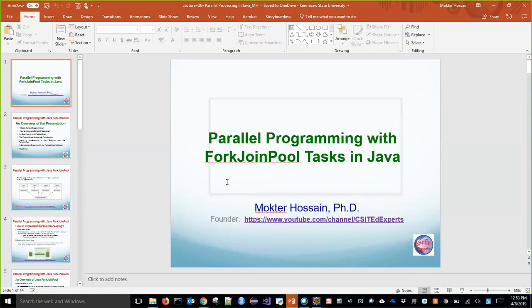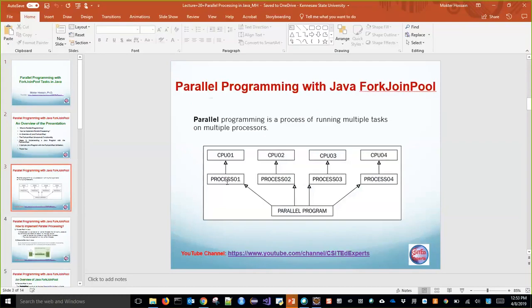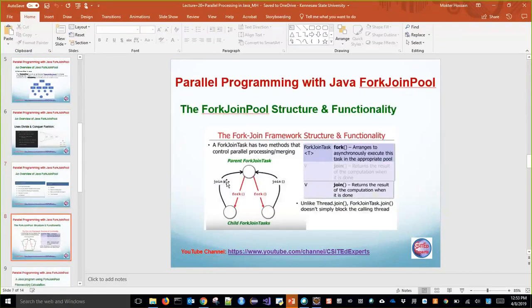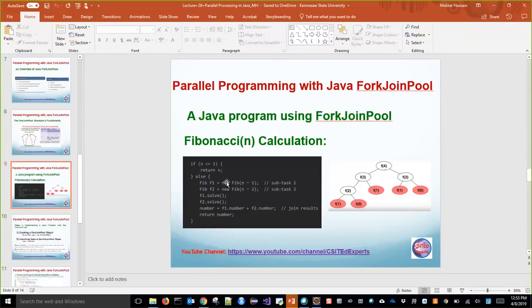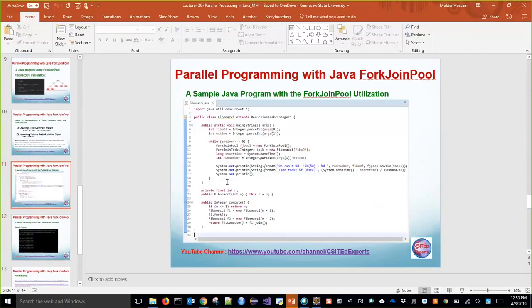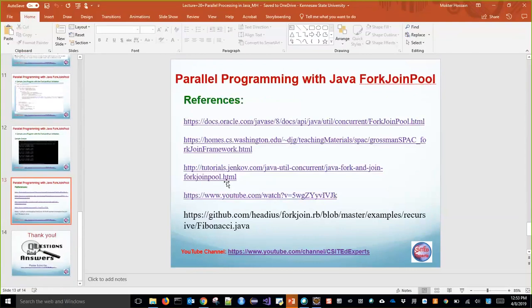Although, I don't like to spend too much time teaching this, because this really takes some advanced level programming experience. Many of you may not have that level of programming experience until now, so I don't like to force you to learn this. But I want to give you some basic idea of how parallel programming is done.